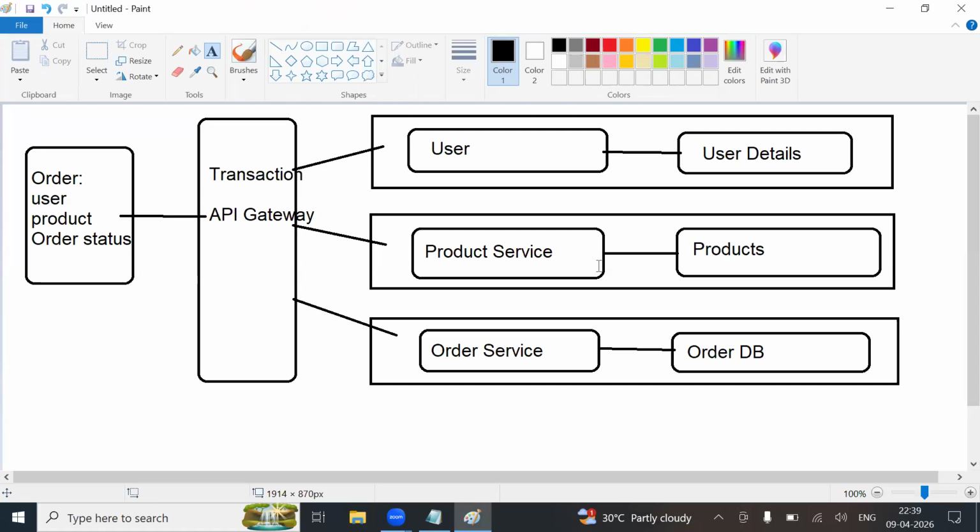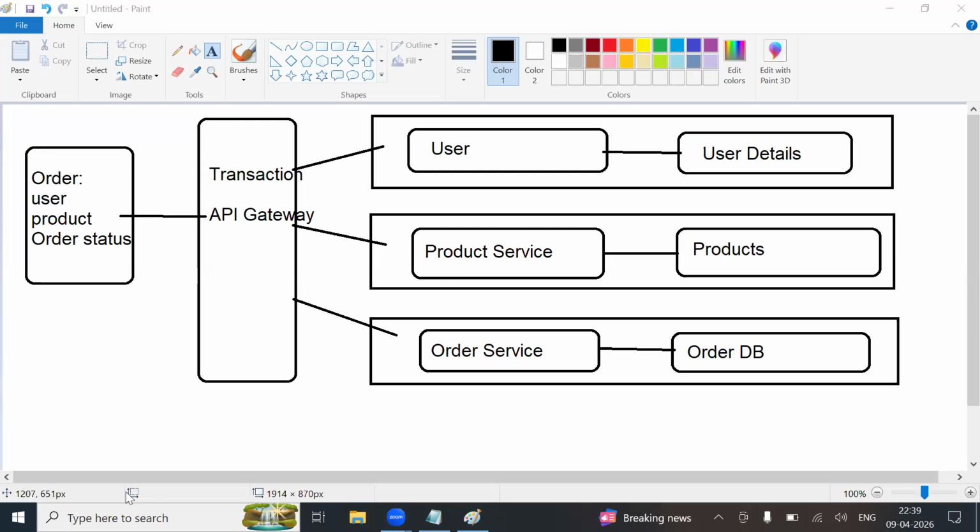So do you all understand how I am maintaining individual databases with the transaction? Okay, so this is how your API microservices work. Clear my point? Any questions?